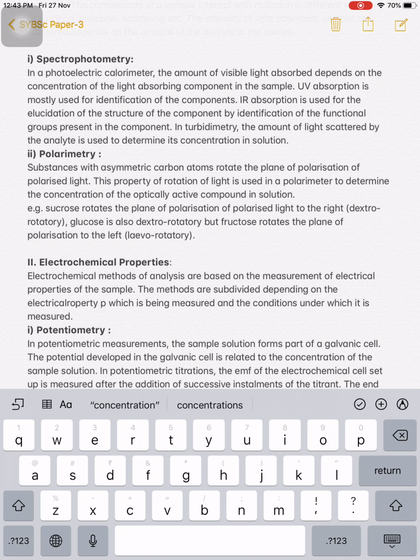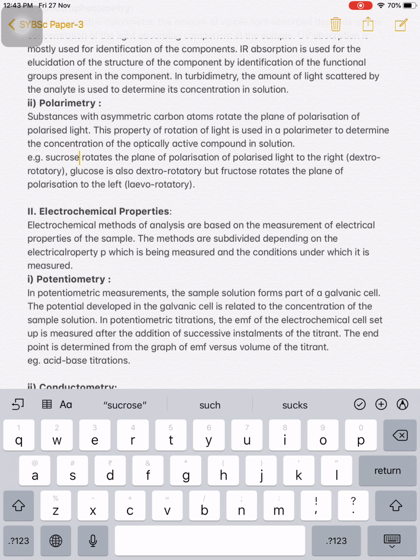In polarimetry, those molecules which are optically active rotate the plane of the polarized light to the right or left. Depending upon the rotation, the components can be identified. For example, sucrose rotates the plane of polarization of polarized light to the right, so sucrose is dextrorotatory. Glucose is also dextrorotatory, but fructose rotates the plane of polarization to the left.